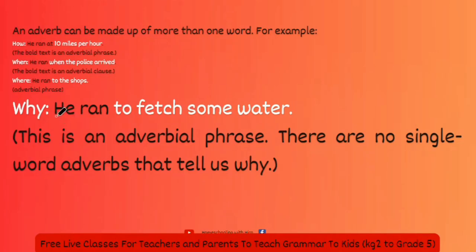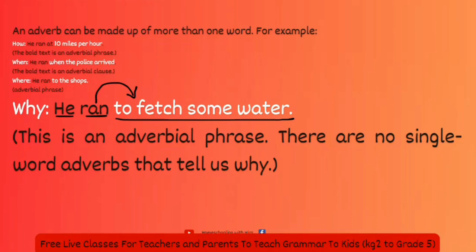Next we have why. So the sentence is he ran. Now why he ran. This part of the sentence is giving us a reason for why he ran. He ran to fetch some water. This is again an adverbial phrase. And remember, when you are giving an adverbial phrase to tell the reason, it can't be a single word. We do not have single words that tell us why something happened. So we need to use some group of words. It can be a phrase or a clause.